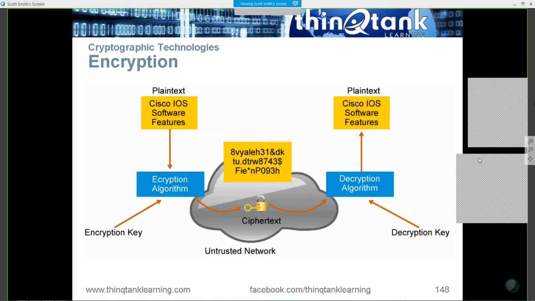OpenVPN is just another way of implementing VPNs. There are many, many ways of implementing VPNs: GetVPN, DMVPN, IPsec VPN, SSL VPN. So that will probably become more clear as we go into the VPN section, which is next.